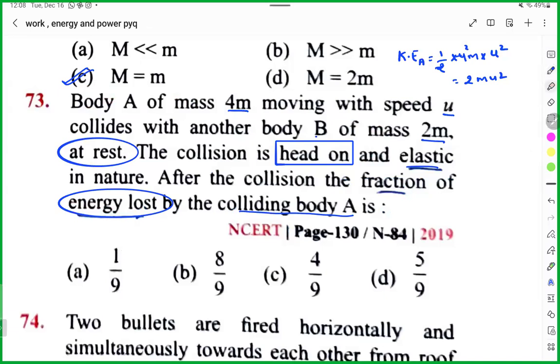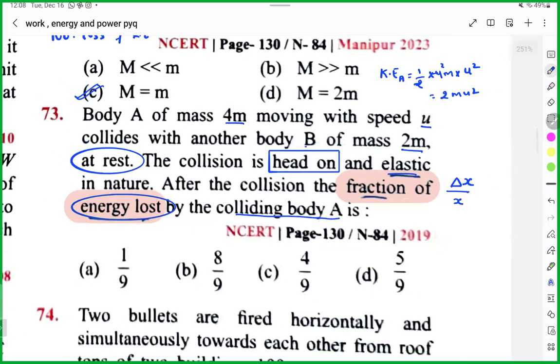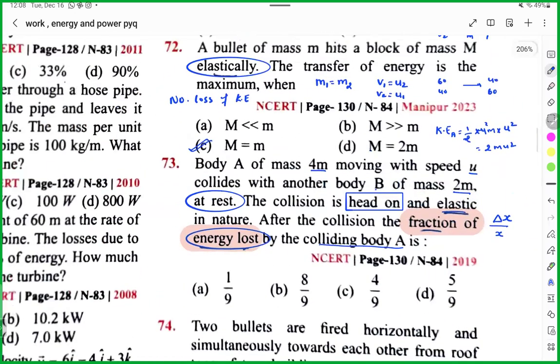But focus on this word. What is the meaning of fraction of energy lost? Fraction of energy lost means change in energy compared to the initial value. You will see this word fraction every time. So fraction means change divided by original: change in x by original x. This is the fraction of anything. Okay, so we are done with it.